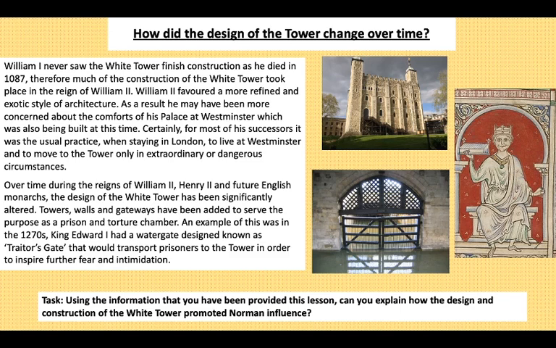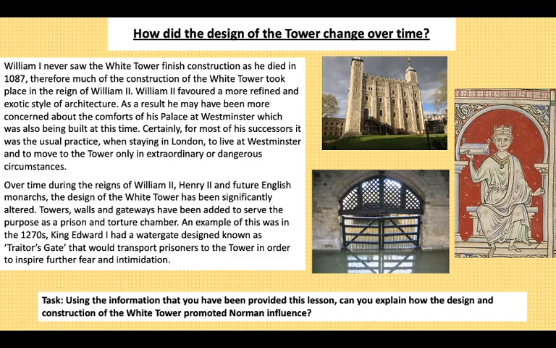And as a result, he may have been more concerned about the comforts of his palace at Westminster, which was also being built at the time. So he's connecting the two structures together, and he's thinking, I want the White Tower to be exactly like the Palace of Westminster. And certainly for most of his successors, it was the usual practice when staying at London to live at Westminster and to move to the White Tower in only extraordinary or dangerous circumstances. So if there was the event of an attack, he wanted to make sure that it was well designed to suit his comfort when staying at the White Tower. So this is William II here, who succeeds William the Conqueror.